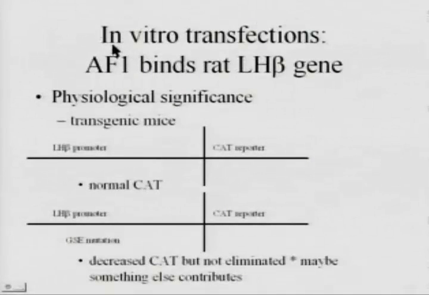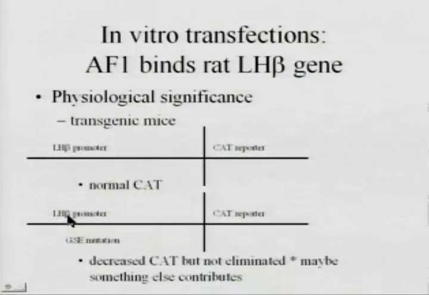In vitro transfections have shown that the SF1 binds to the LH beta gene, and there is a physiological significance to this in that if transgenic mice are produced with the LH beta promoter, including both the proximal and distal GSEs, and use a CAT reporter, then there is normal CAT expression. That is, it meets the expected level of expression, which is what's meant there by normal.